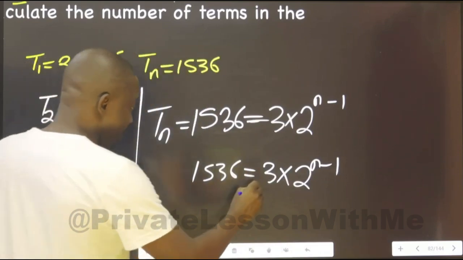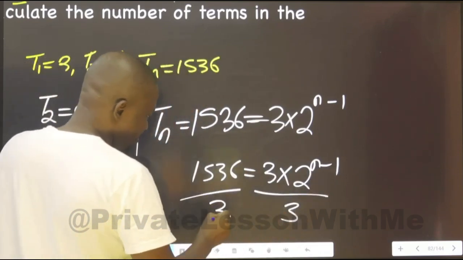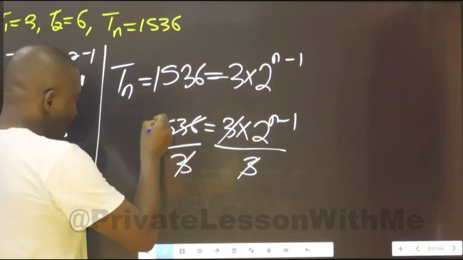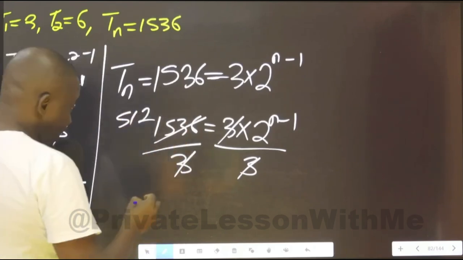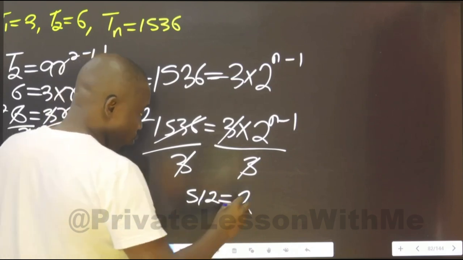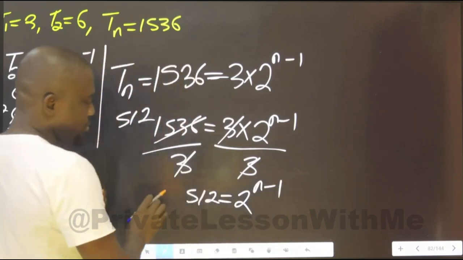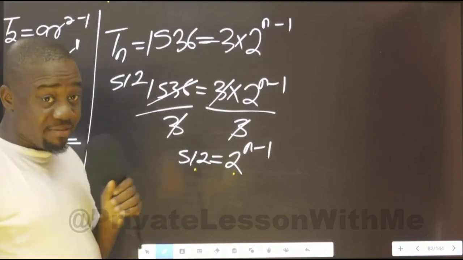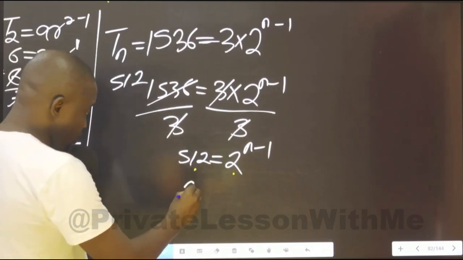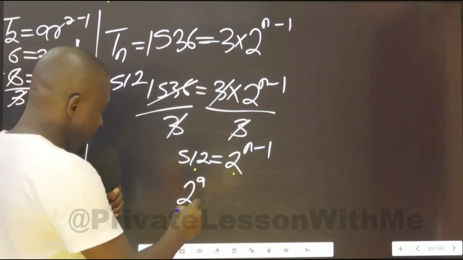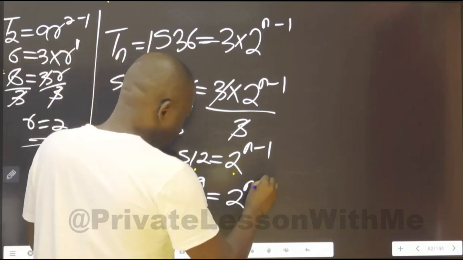We divide both sides by 3 first, just to remove this 3. If you divide now, you have 512. That is to say, 512 equals 2 to the power n minus 1. Because I saw 2 here, I asked myself, what is 512 in terms of 2? That is 2 raised to power 9. 512 is 2 raised to power 9. It equals 2 to the power n minus 1.